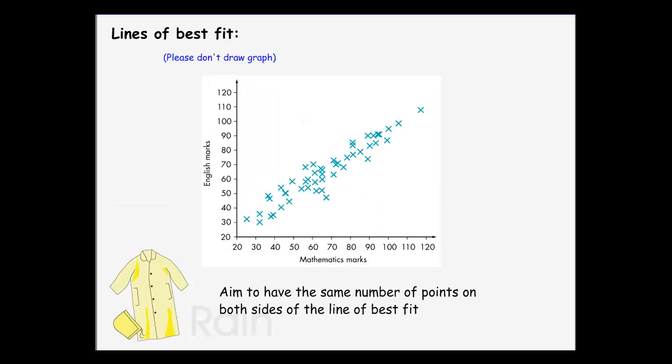Okay, if we have a graph which does have fairly good correlation, we can draw a line of best fit. Now a line of best fit follows the trends in the data, so we want to have the same number of points on both sides of the line of best fit.